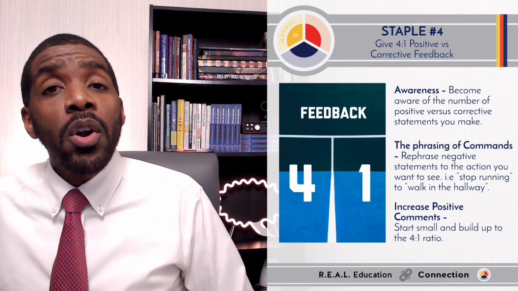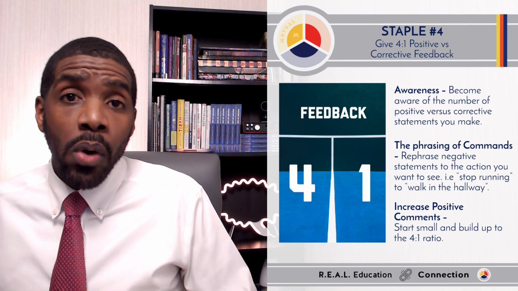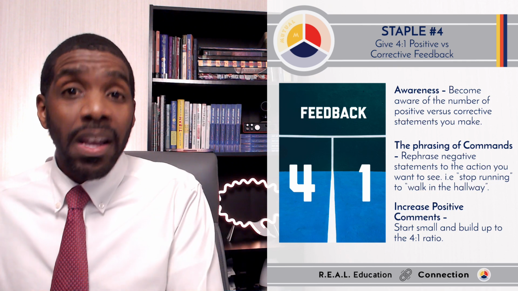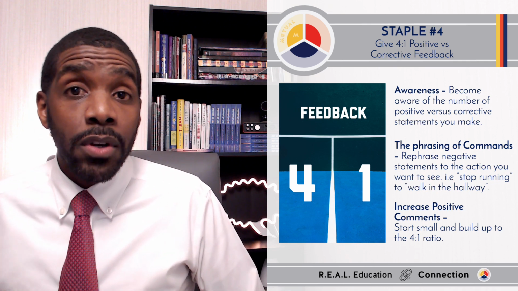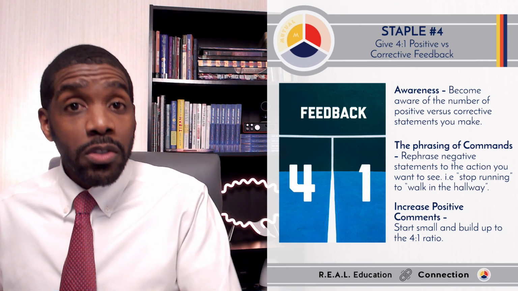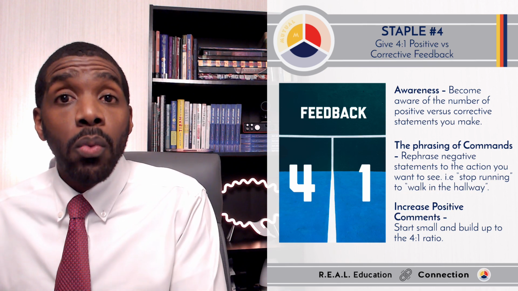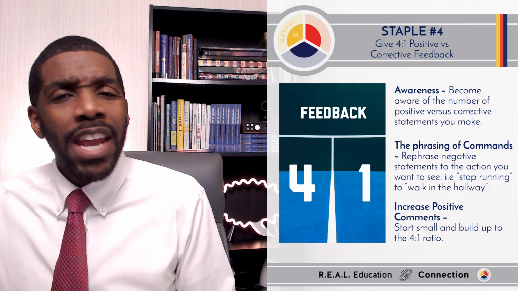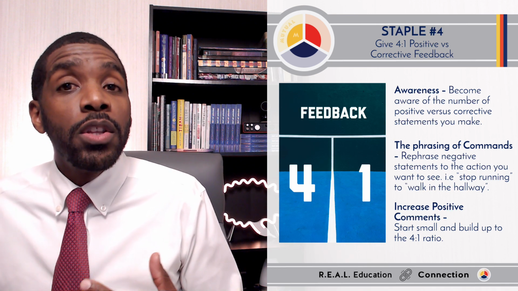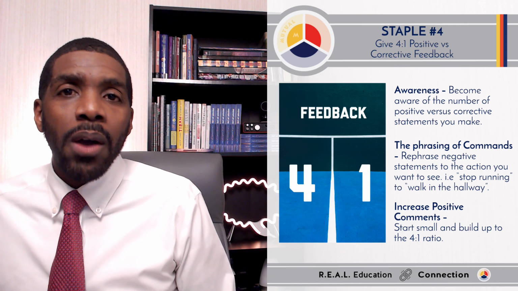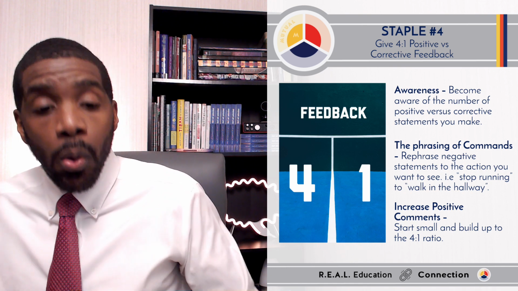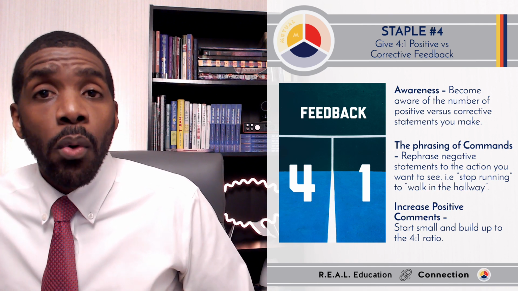And third, we're going to increase that 4-to-1 ratio over time. Again, research tells us that it actually should be 7-to-1, but some people can't even do 2-to-1. So we want to start small and let's just do 2-to-1, right? So let's do 2 positive for every corrective statement that we make. And over time, you're going to get more used to it. But right now, a lot of people are just in the more corrective, negative space. But we're going to help you to create that 4-to-1 positive versus corrective feedback.